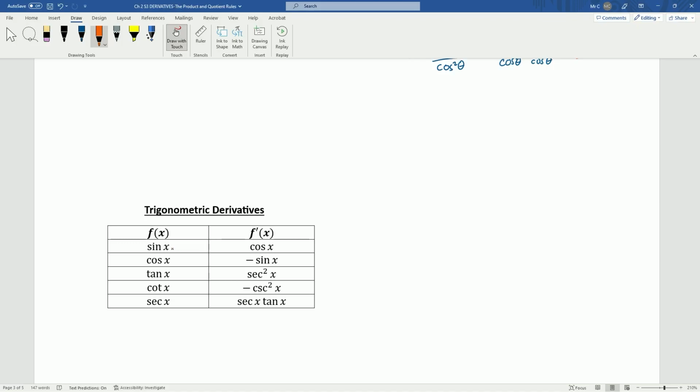So we already know that our derivative of sine is cosine, and our derivative of cosine is negative sine. And we just saw that our derivative for tangent is secant squared of x.